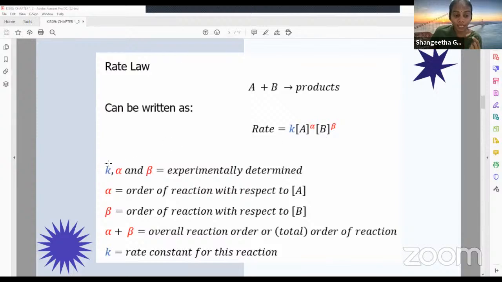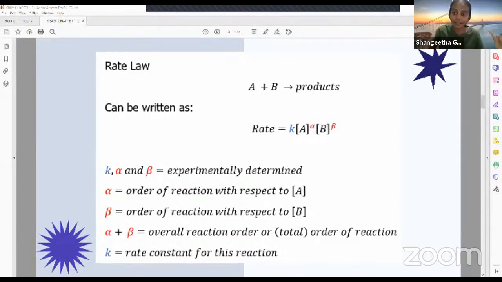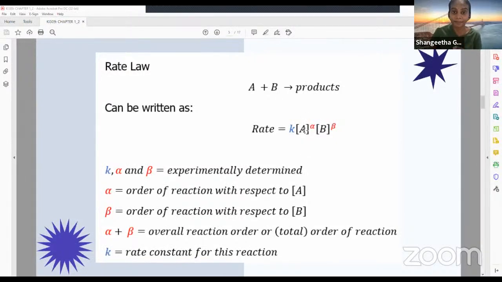Your k, the rate constant, and your alpha and beta are experimentally determined. So you need to carry out a set of experiments in order to determine these values. Your alpha is normally known as the order of reaction with respect to the concentration of A, where A can be any reactant. And beta will be the order of reaction with respect to B.